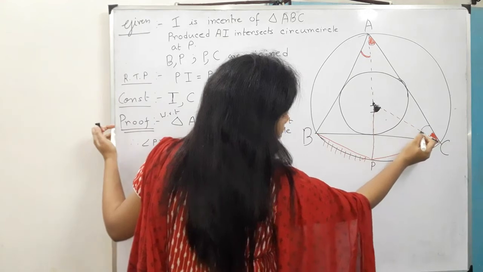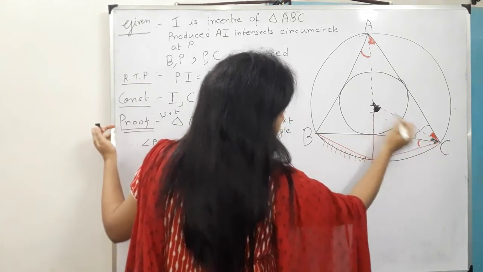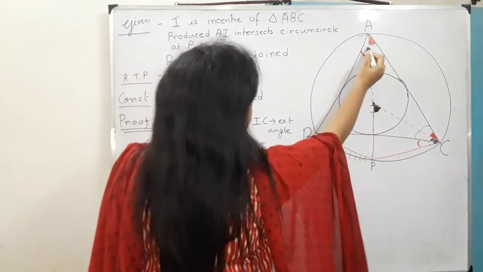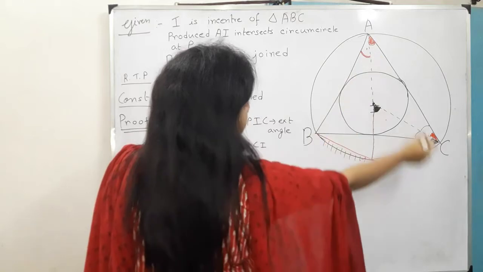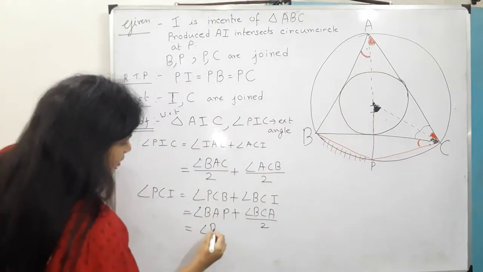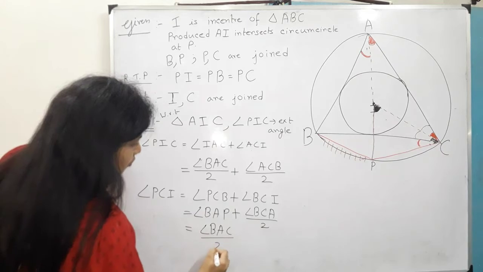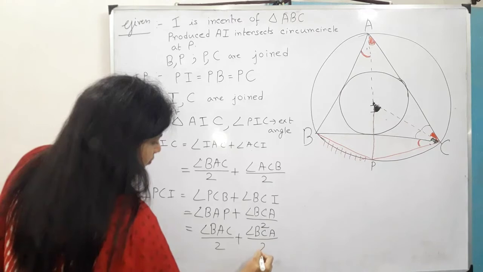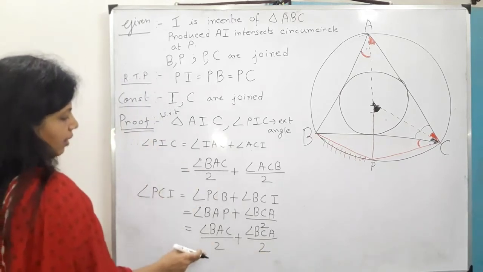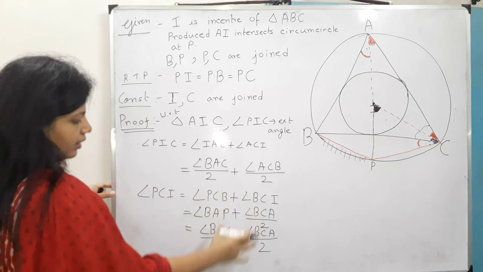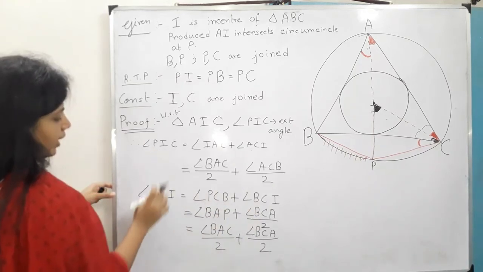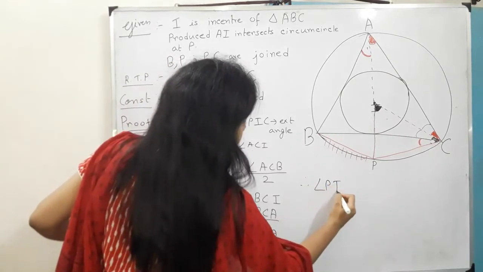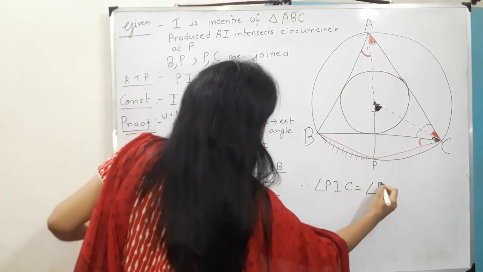Both of them are equal, because it is an angle bisector. Now BAP, that means this part, is also an angle bisector of angle BAC. That means we can write angle BAC by 2 plus angle BCA by 2. Both of them are the same. The right part is the same, so we can write the left part is also the same. Therefore, angle PIC equals angle PCI.